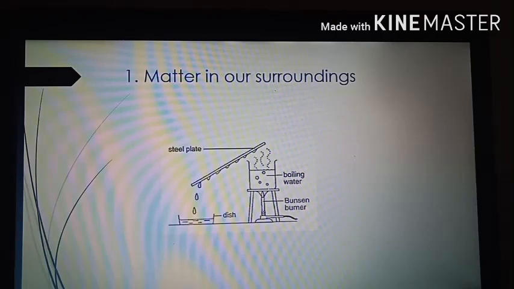In addition, we also learn about states of matter. As we all know, there are three states of matter: the solid state, liquid state, and the gaseous state. We will also learn whether a particle and its nature can be changed or not. And last, we will learn about evaporation. In detail, we will learn the factors affecting evaporation and how evaporation causes cooling.